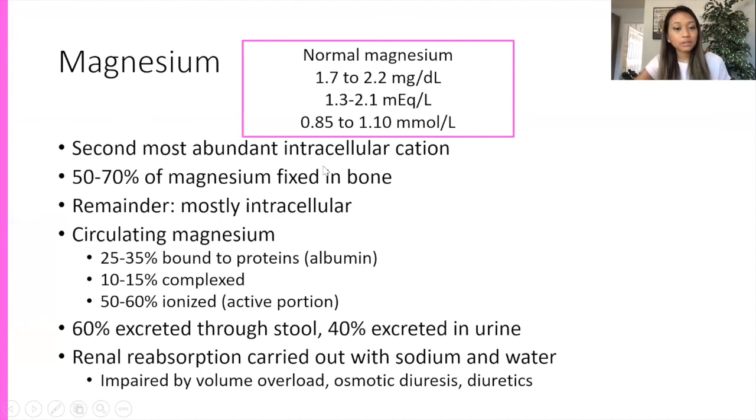So normal magnesium, 1.7 to 2.2. I'm not going to read the numbers to you. It's the second most abundant intracellular cation. Most of it is excreted through the stool, some in the urine.